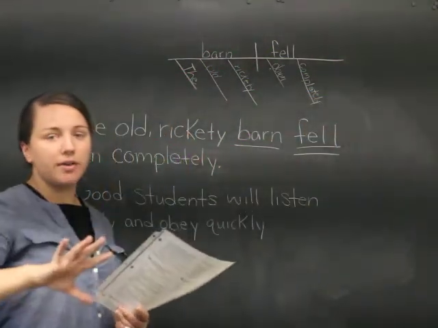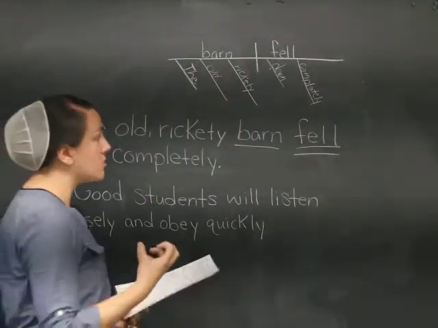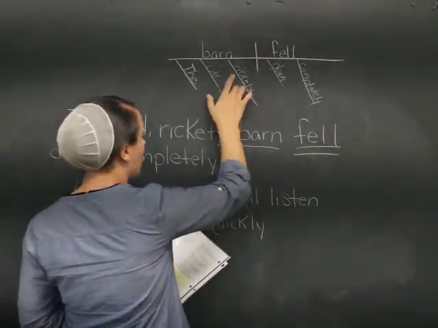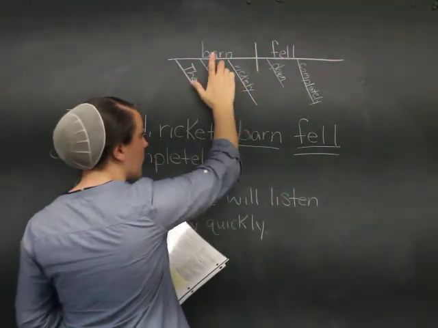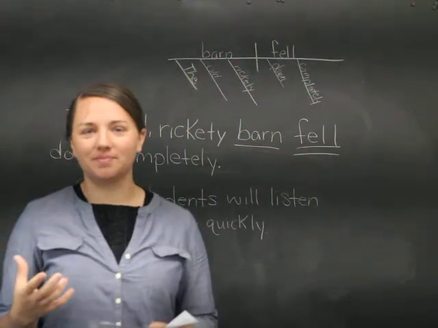Okay, so look at your diagram. You should have diagrammed this on your paper. And your diagram should look like this. The old rickety barn fell down completely. That's how your diagram should look.